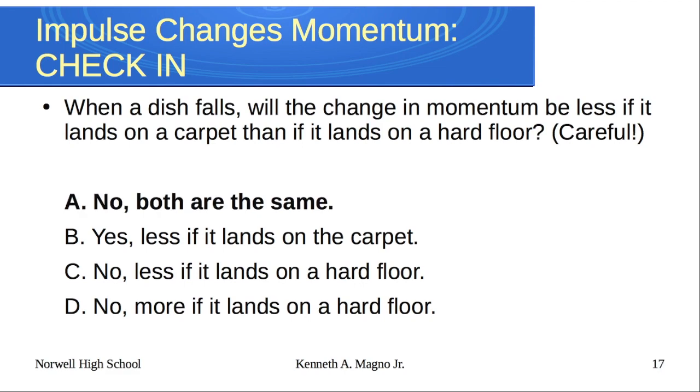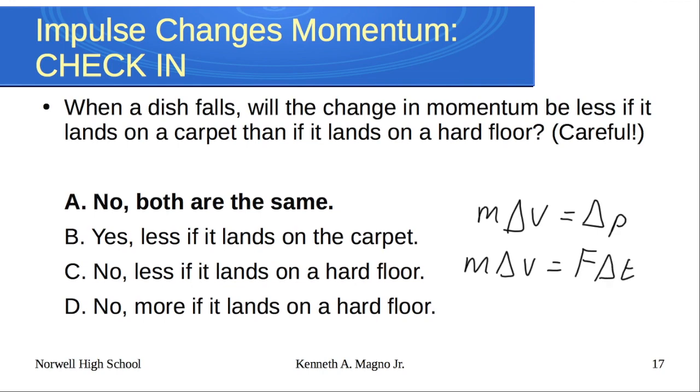The answer is no, they're both the same because it starts at some initial velocity when it gets to the floor, and it has to go from that initial velocity to 0. So it's the same change in velocity, right? So for us, delta V is the same for both, and it has some mass. So it's the same delta P. What's different, though, is it's equal to F delta T. So on the carpet, delta T is larger, so the force is smaller. Whereas on the hardwood floor, the delta T is the smaller amount, so it gives you a larger force.